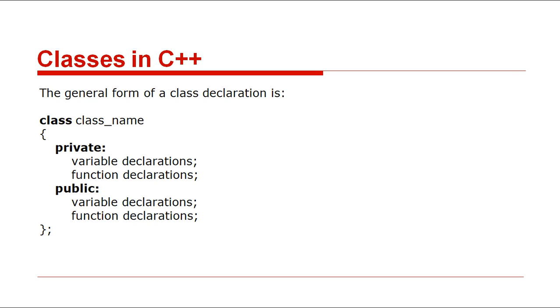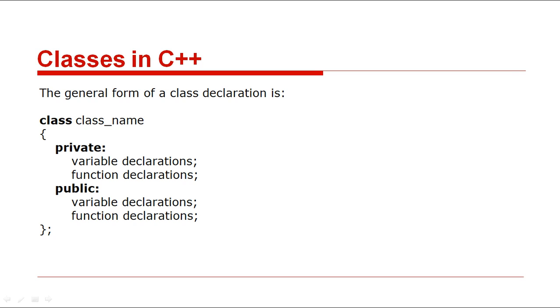Generally, a class specification has two parts. The first one is the class declaration. The second one is the class function definitions. We already discussed the class declaration in the last class. So this is the class declaration. Then how to define a class?